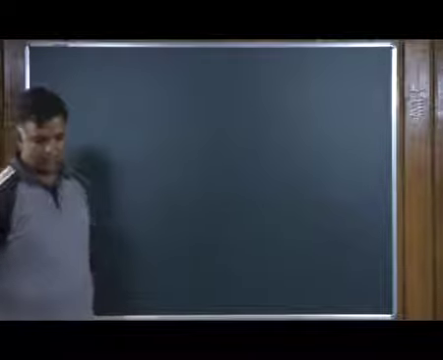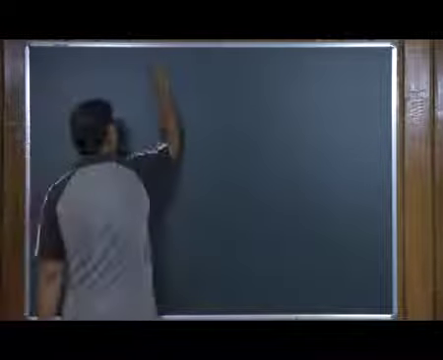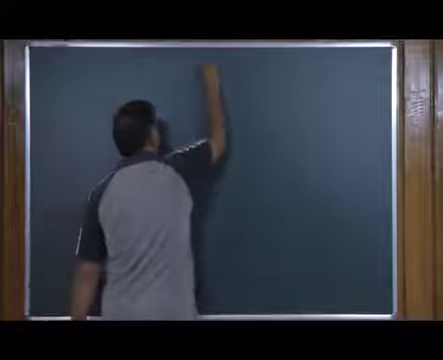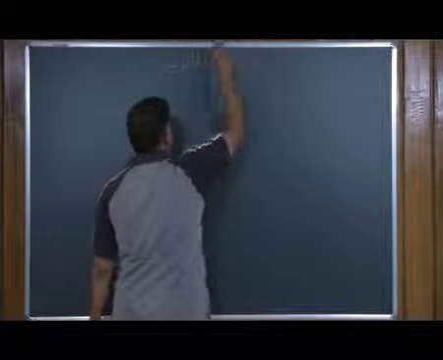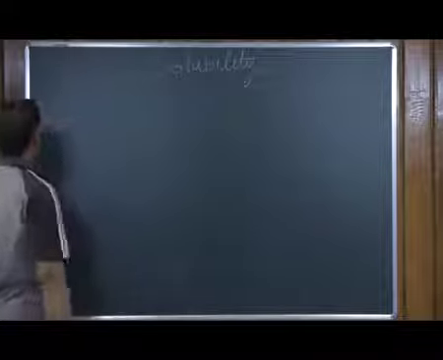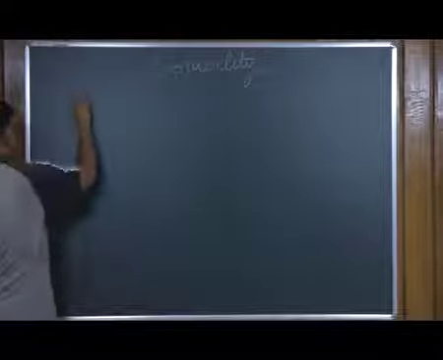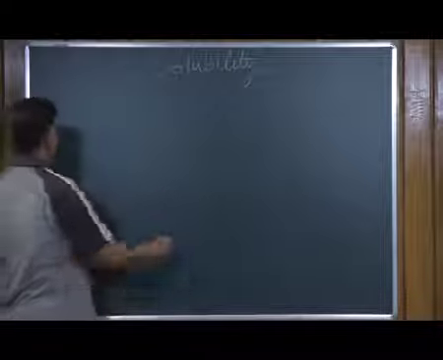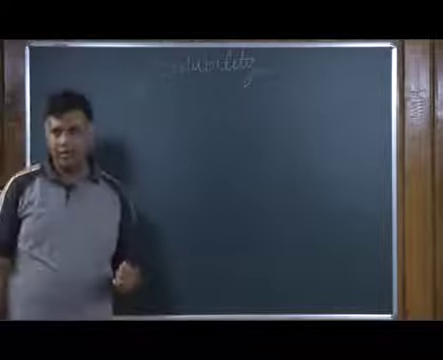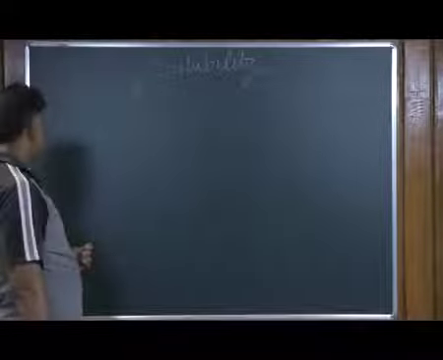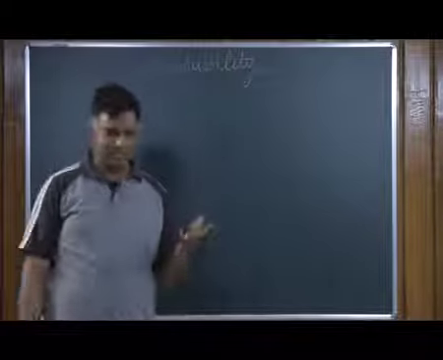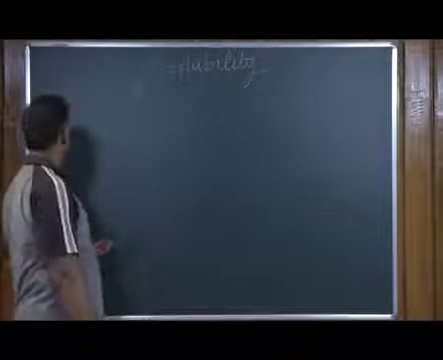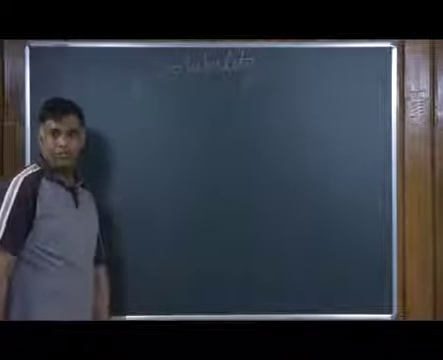Now we are going to discuss solubility. So let's see, we have a solute A which is being dissolved in solvent B. We add a little bit of A in solvent B and then we shake the flask vigorously until this A is dissolved completely.